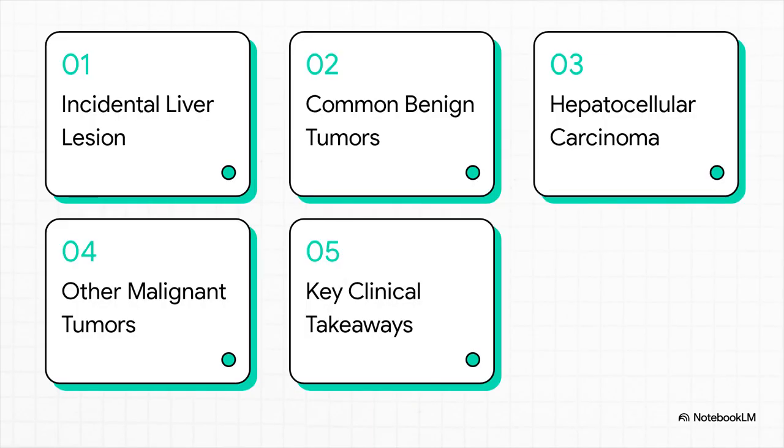So, here's our game plan. We're going to follow the path of a logical workup. We'll kick things off with the common benign tumors, the ones you don't want to miss. Then, we'll do a deep dive into the big one, hepatocellular carcinoma, or HCC. We'll touch on a few other malignancies, and then wrap it all up with a practical algorithm you can actually use on your next shift.